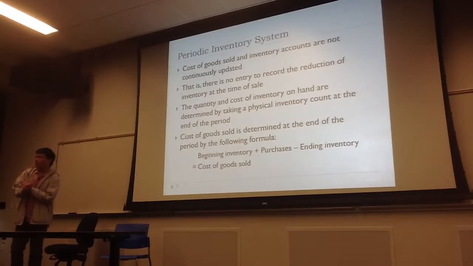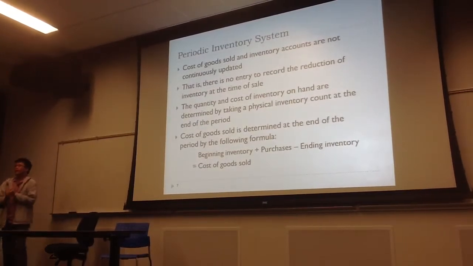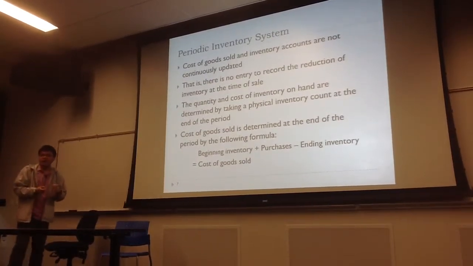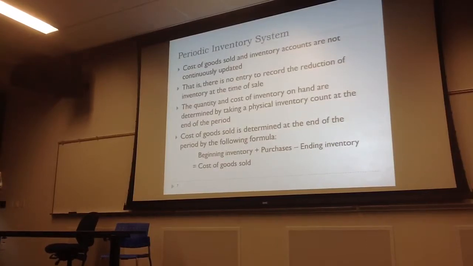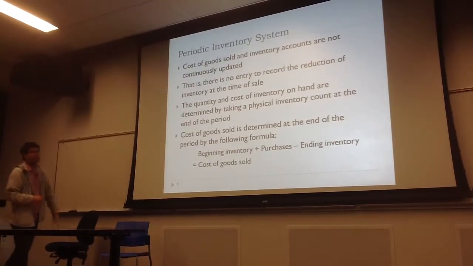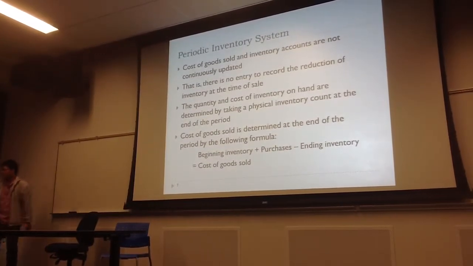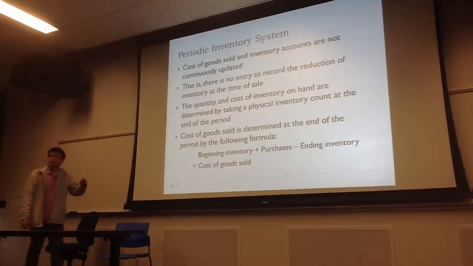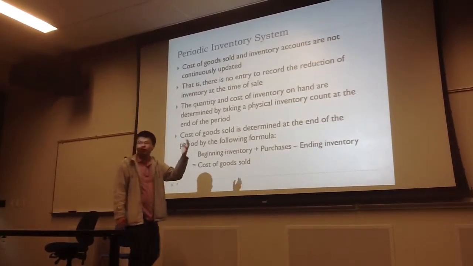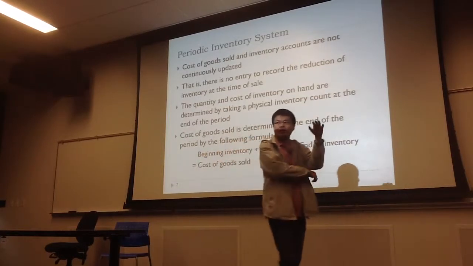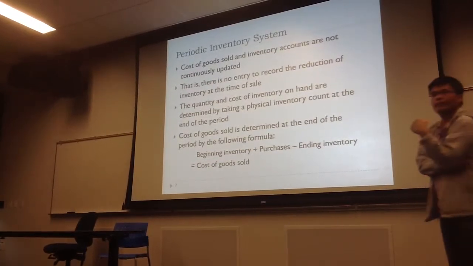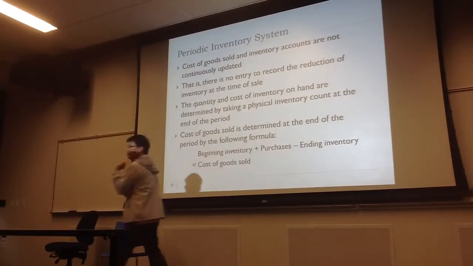So the periodic system is the one where we only update every single month or every single half a year. Okay. So we would only update, for example, how much inventory we have, as well as the purchases, as well as the cost of goods sold, at the end of a certain period. Okay. So what that means is, at the time of the sale, whenever you sell something to your customers, you wouldn't know by your record that the inventory has been reduced. Your inventory will still stay at the previous level, and it will only be reduced at the end of the month. Okay, so that is the periodic inventory system.